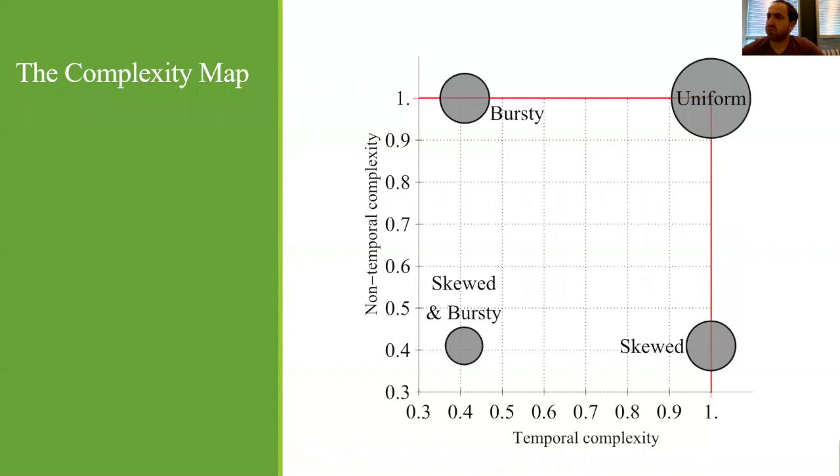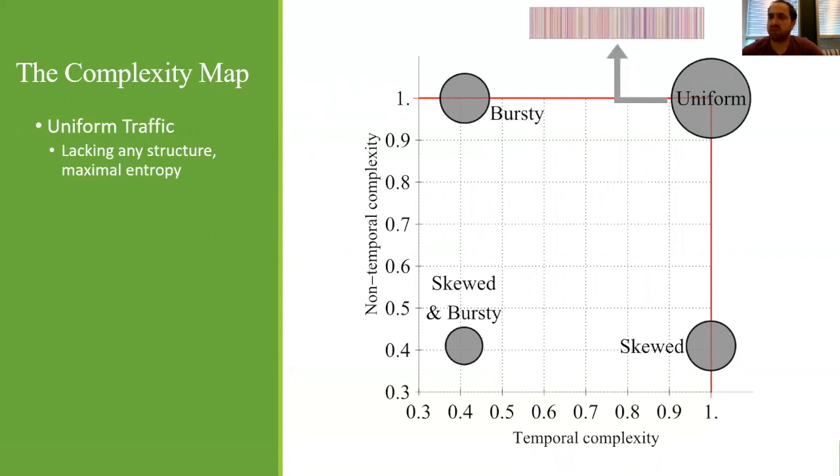The 4 edge cases are, we have uniform traffic, which is a traffic which lacks any type of structure and it has maximum entropy. It appears in the coordinate 1, 1 at the edge of the complexity map. And here is represented by this completely random uniform trace.